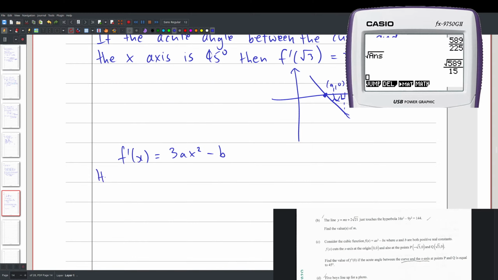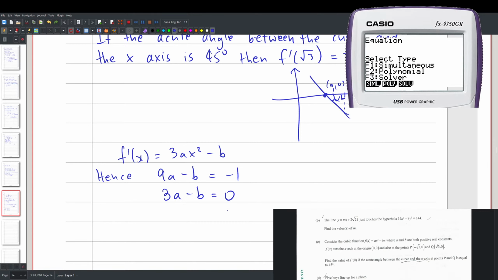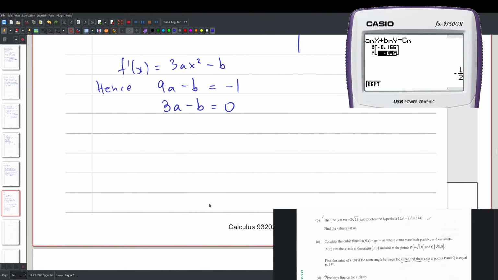Hence 9a minus b equals negative 1, and 3a minus b equals 0. Alright, and then you use this very helpful equation solver, 2 variables: 9, negative 1, negative 1; 3, negative 1, 0. Negative a sixth and negative a half. Yeah, that was what I thought. So a equals... wait, that makes no sense, bro.